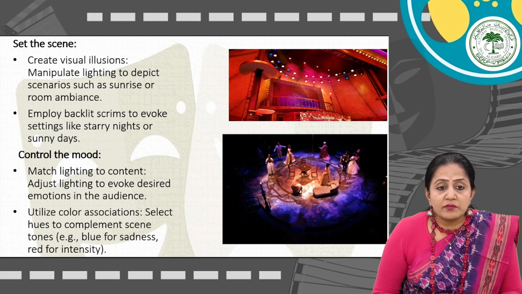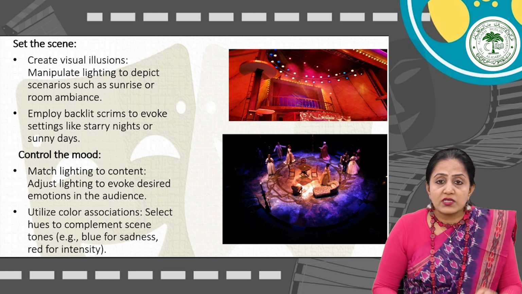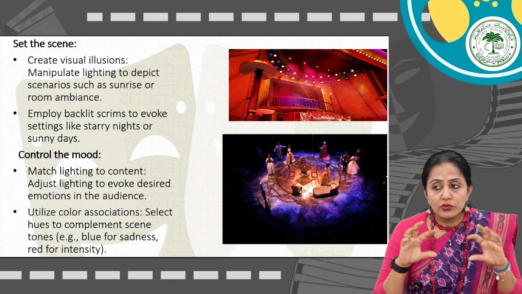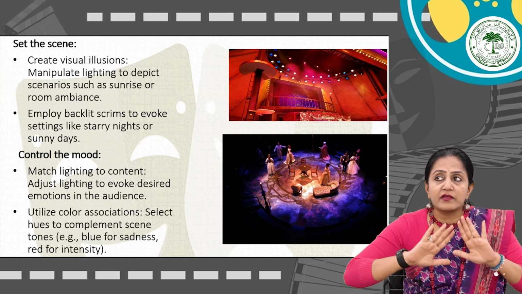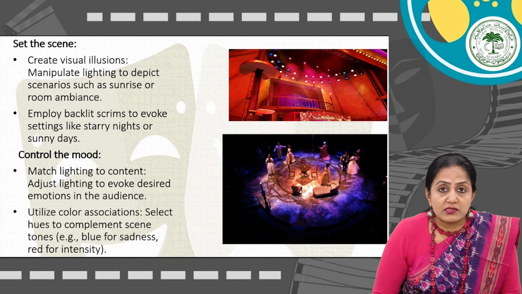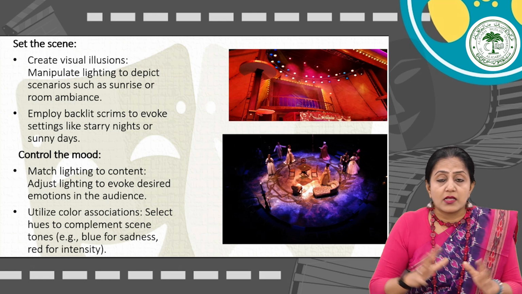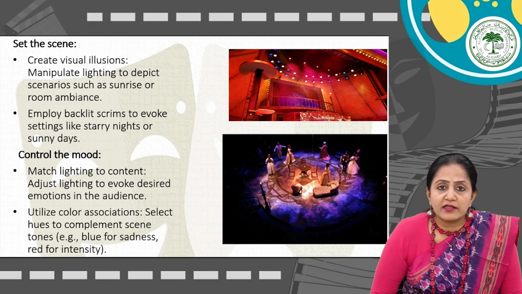So backlit scrims to evoke settings like starry nights or sunny days. These small lights are used to create scrim, and that can create the impact of a starry night or sunny days. So there are different kinds of lights that can create these kinds of moods.